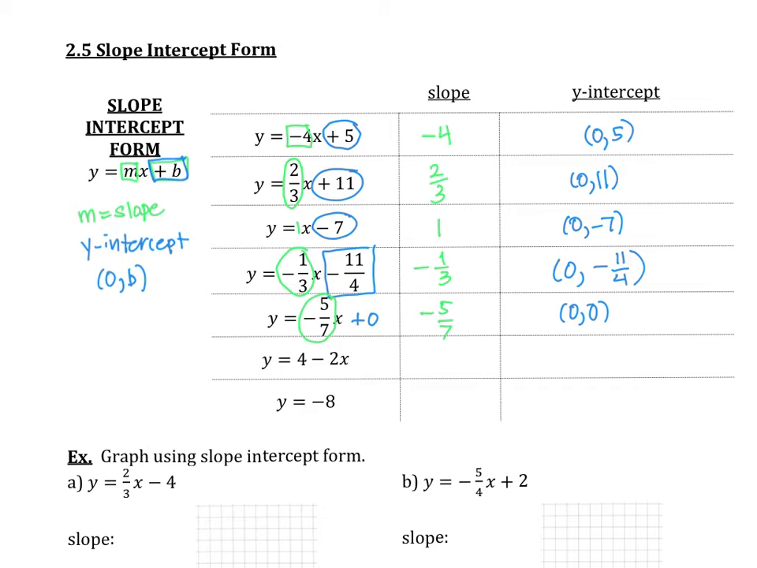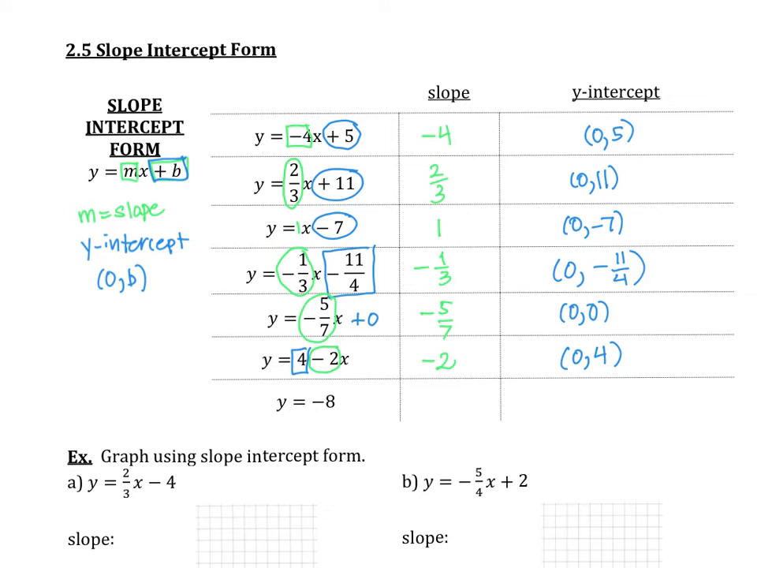The next equation, y equals 4 minus 2x. It says y equals, so it's in slope-intercept form. It's just a little bit out of order. The slope has to be the number with the x. In this case, it's the -2x, so the slope is -2. The y-intercept has to be the number not with x, which means it's this 4. So my y-intercept is 0, 4. Sometimes it's out of order, and that's okay.